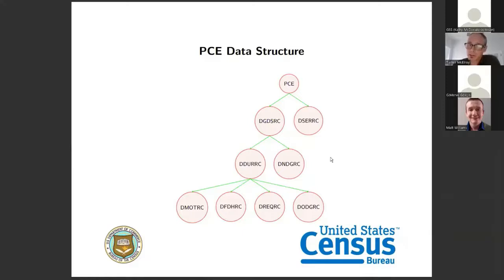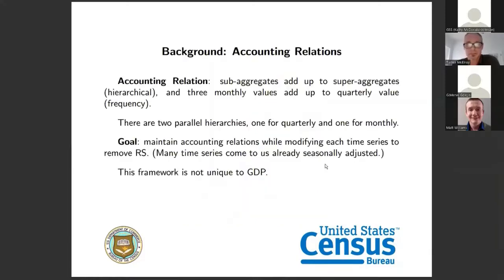Although I've left out a good bit of the tree on the right-hand side, I was just putting in a little bit of this. So imagine that there's maybe 200 or 300 of these nodes all connected together. By an accounting relation, I mean that the sub-aggregates add up to the super-aggregates, that's a hierarchical relation, while a frequency accounting relation would be that the 3 monthly values add up to the corresponding quarterly value. So visually, we have sort of these two parallel hierarchies, one for quarterly series and one for monthly series.